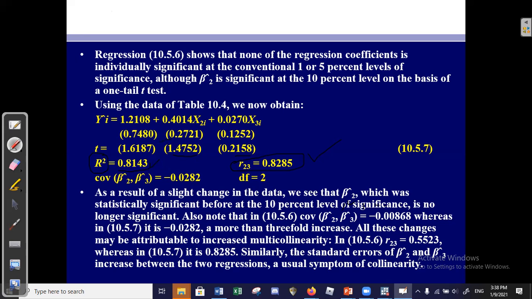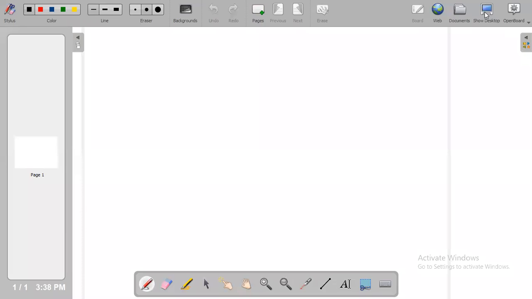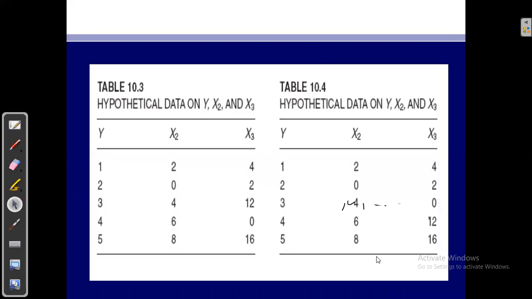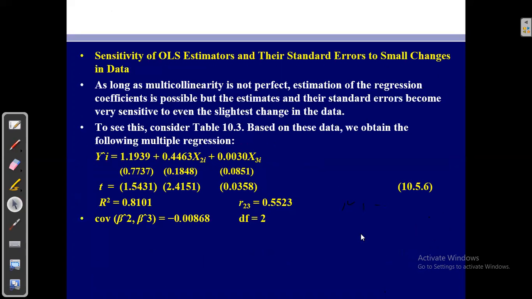But if you look at the T ratios here, and if you look at the T ratio here, they are not that good. So this is actually what we call a contradiction. And usually this should be considered as one particular indication of the possible presence of multicollinearity, okay? And sensitivity of OLS estimators and their standard errors to small changes in data.